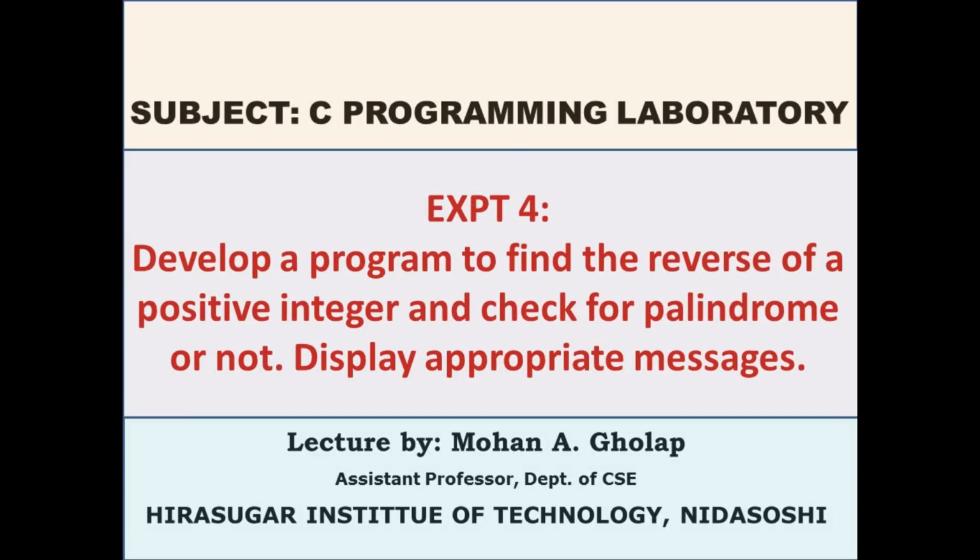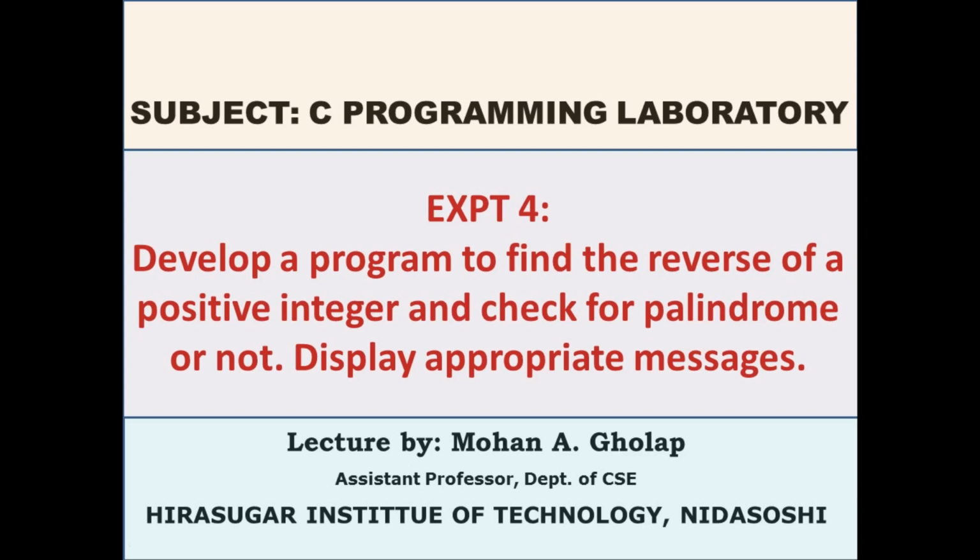Dear students, now we'll see experiment number 4 from C programming laboratory. The aim of this experiment is to develop a program to find the reverse of a positive integer and check for palindrome or not. Display appropriate messages. So in your high schools or in colleges you might have studied what is meant by palindrome. What is palindrome?